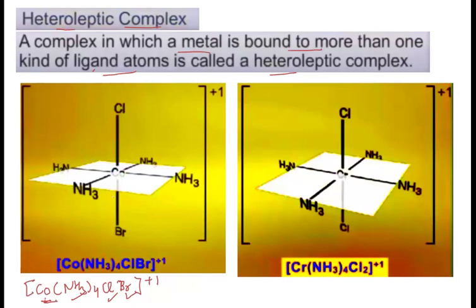And how they are bonded, you can see in this picture: ammonia in the plane, and then chloride and bromide ions towards top and bottom, right? So this is a heteroleptic complex. Again, in this case, you can see chromium, ammonia, and chloride. So this is again an example of a heteroleptic complex, right? With this, we complete the general terms in coordination compounds.